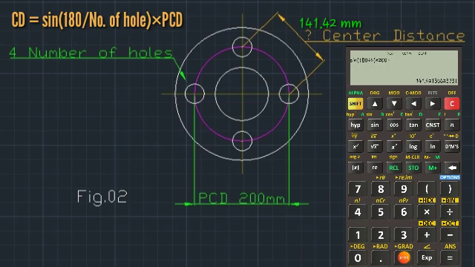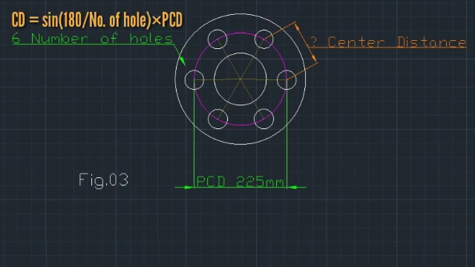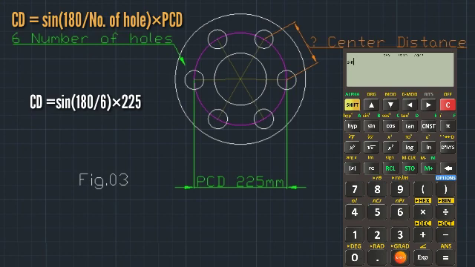Then we proceed to figure 03, and again we use the formula: sine 180 over the number of holes, times PCD. Let's count how many holes: 1, 2, 3, 4, 5, 6. Then again we use the calculator. Sine 180 over 6, times 225, the PCD, and that is 112.5.